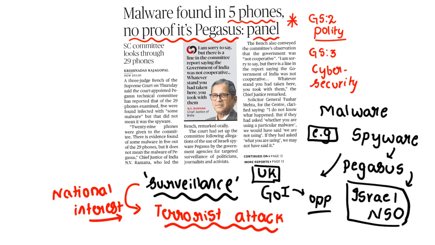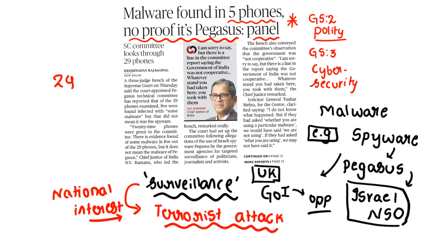So the Supreme Court constituted one technical committee and asked that committee to submit its report. Clear? As of now, the committee is saying that we have gone through 29 phones and we have done the forensic science analysis. Sir, what is forensic science analysis? It is a laboratory check of the mobile phones.